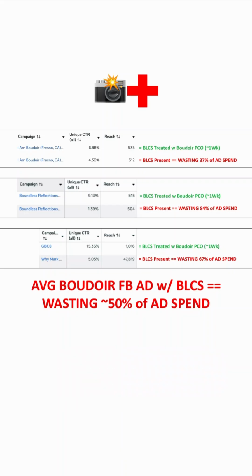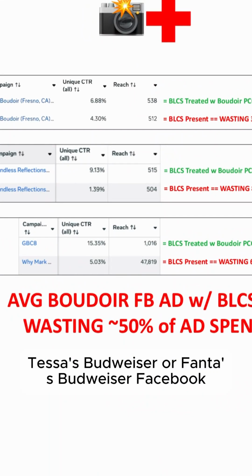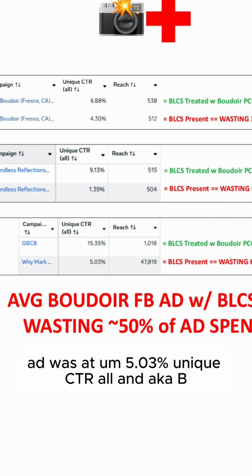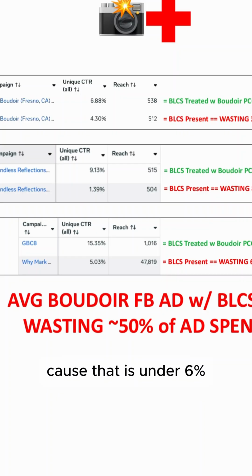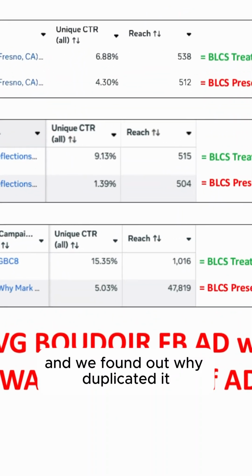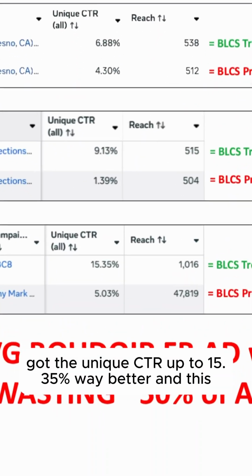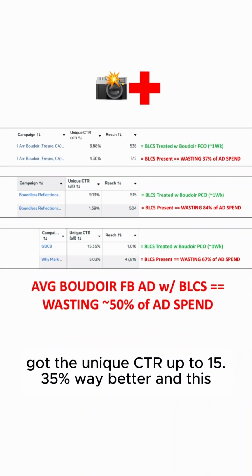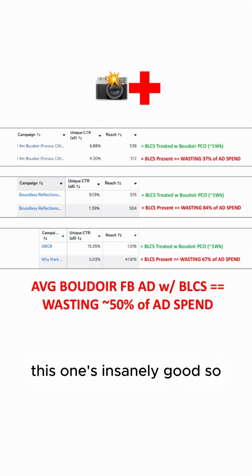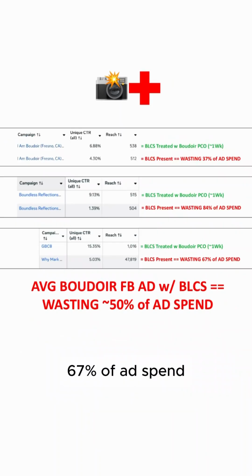Finally, a patient tested his Boudoir Facebook ad and found out it was at 5.03% unique CTR, aka BLCS was present, because that is under 6%. And I duplicated it, treated it with Boudoir Pico, took about a week, and got the unique CTR up to 15.35%, way better. And this one's insanely good. So we found his original Boudoir Facebook ad is wasting 67% of ad spend.